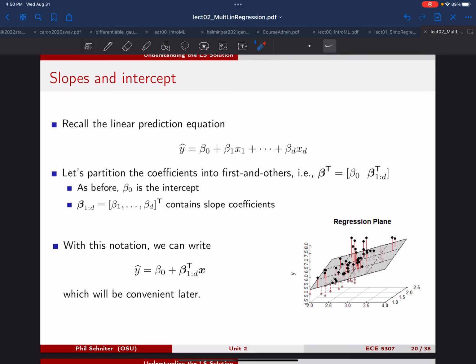Okay, so if we write things that way, to make a prediction y hat, you would take the offset, the intercept, plus an inner product between this beta 1 through d and your x. An inner product is another way of saying this vector transpose another vector, sometimes called a dot product. We're going to use this new notation in some of our development that's coming up.